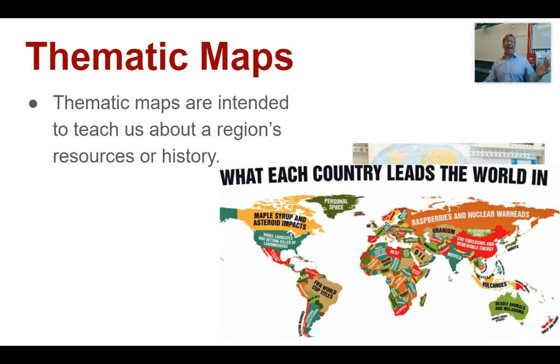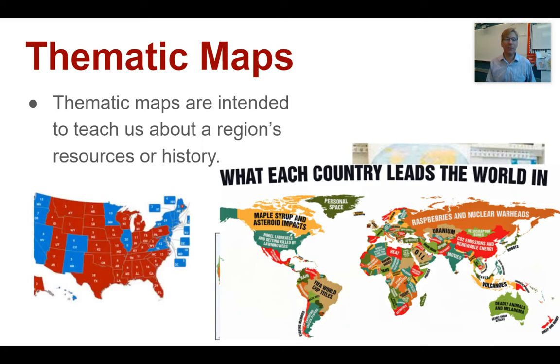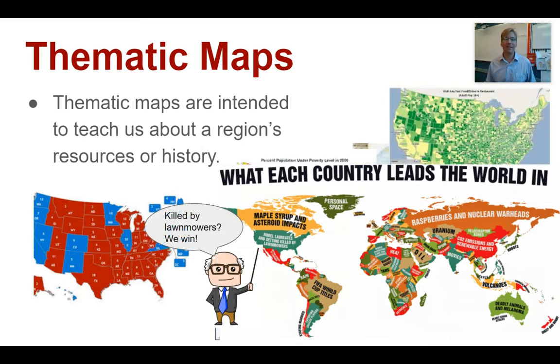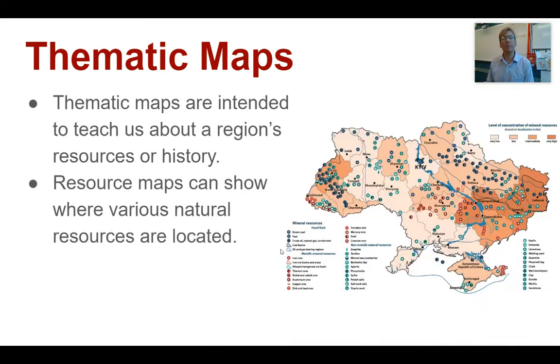There are also thematic maps. Now, thematic maps are intended to teach us about a region's resources or history or something else. We have all kinds of different thematic maps that we can look at. Now, in this case, down here, we're looking at a map that is kind of having fun, what each country leads the world in. Turns out the United States leads the world in Nobel laureates, woohoo, and getting killed by lawnmowers. I guess it's good to be on top of something.